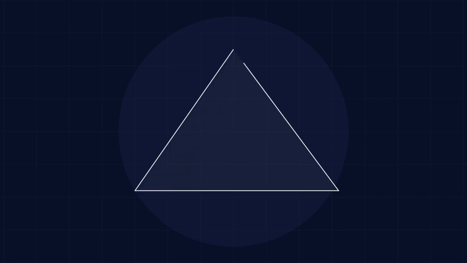Take any acute triangle. Now pick a point on each side and connect them to form a smaller triangle inside. Which choice gives the smallest possible perimeter? There are infinitely many options. Surely this is a nightmare to optimize. But the answer turns out to be stunning.